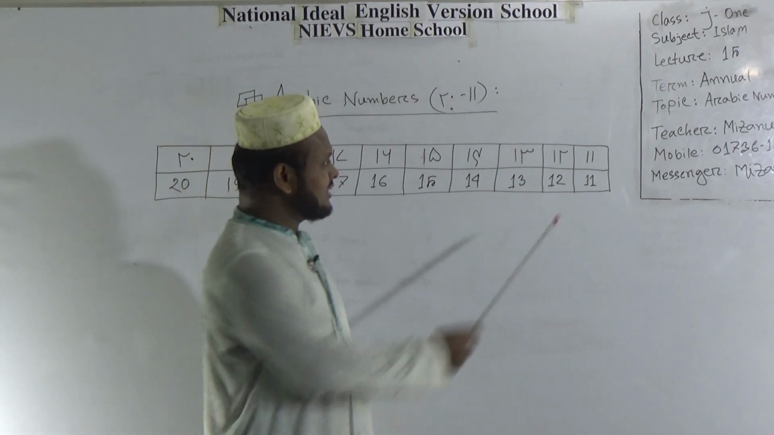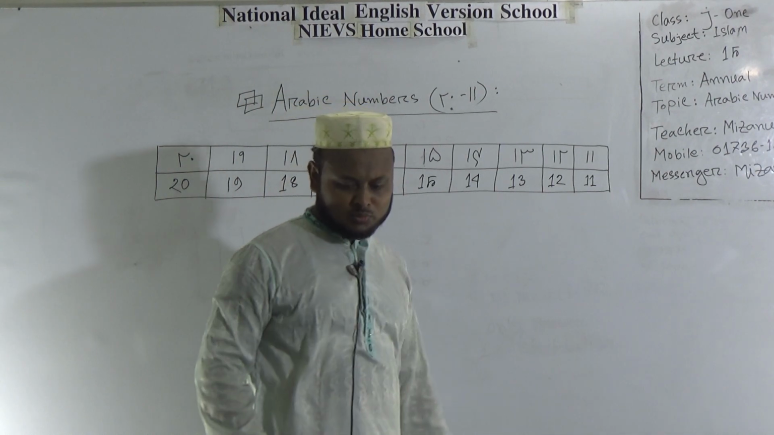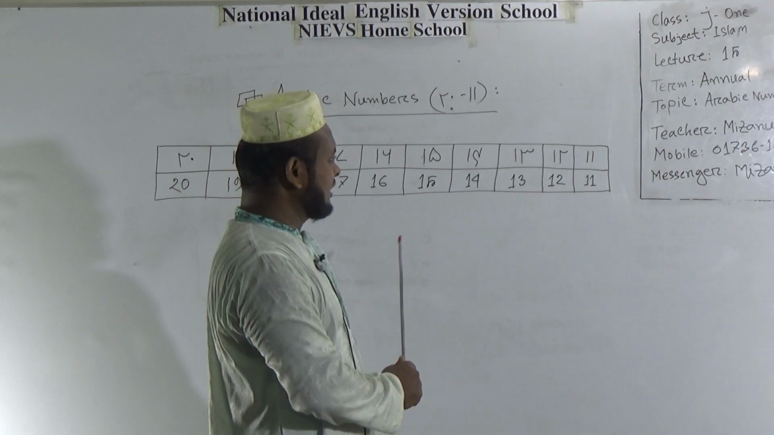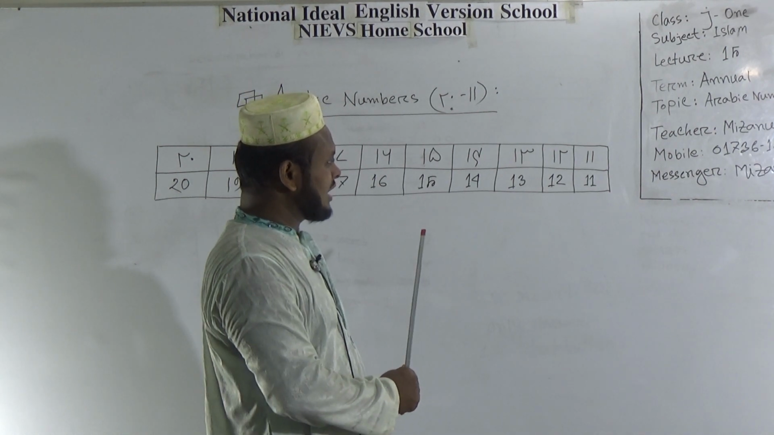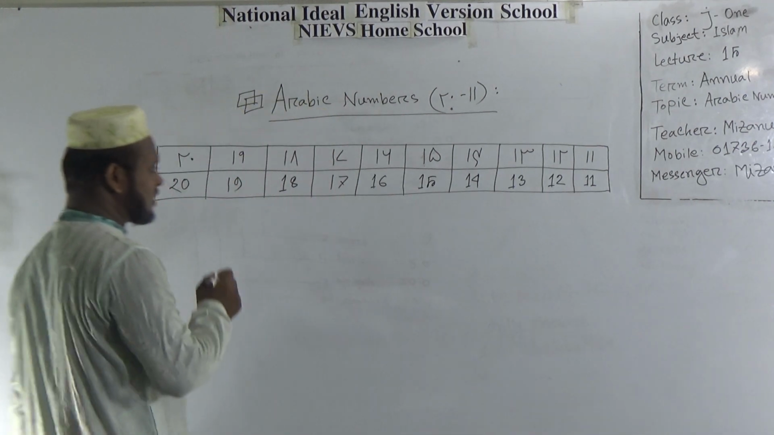You have to write only the digits from 11 to 20. It comes in the examination. So you have to do it carefully from 11 to 20, write in your exercise book and practice more and more at your home.